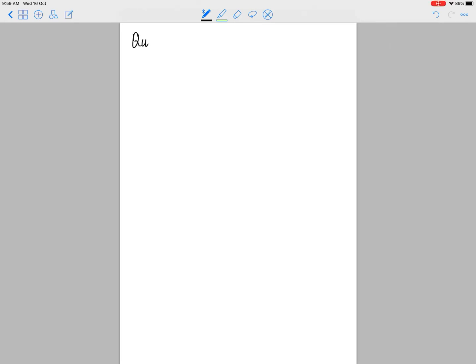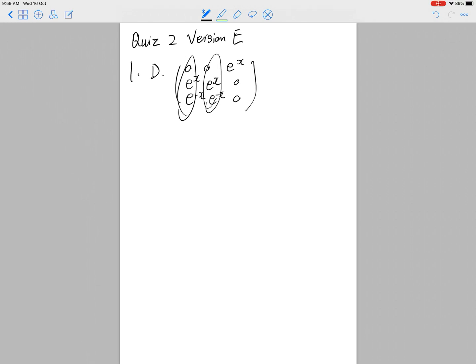This is a solution of quiz 2 version E. So first question, which of the matrices is singular? Okay, you can check part D. You should notice that there are two similar columns. The first and second columns are identical.